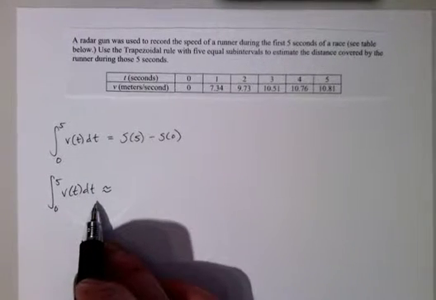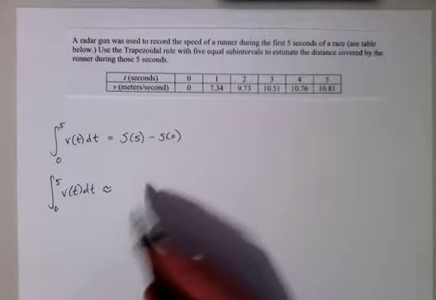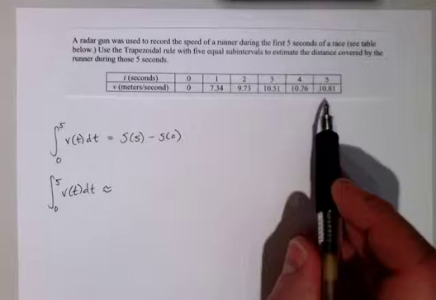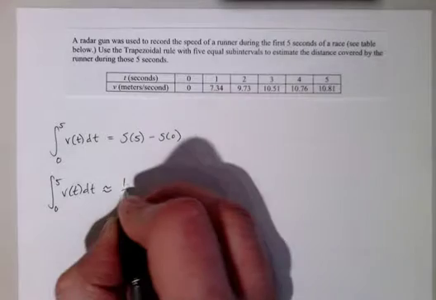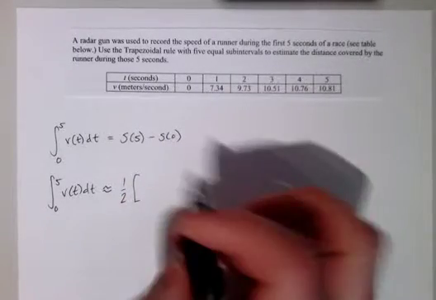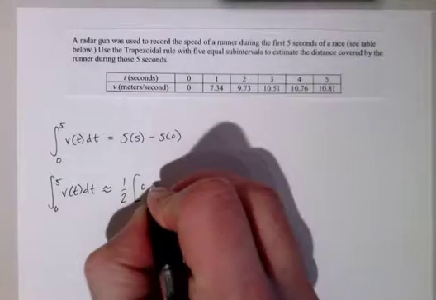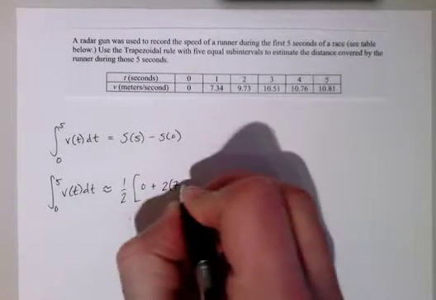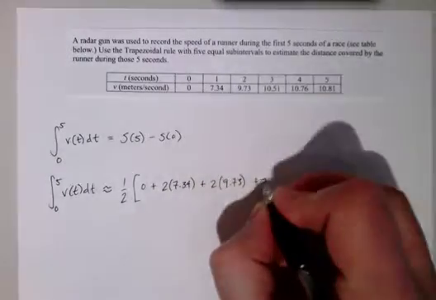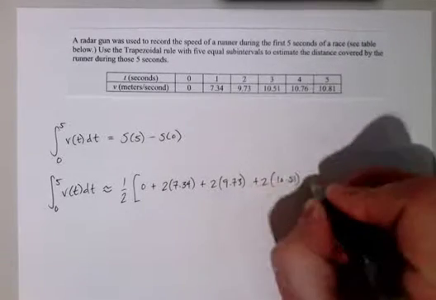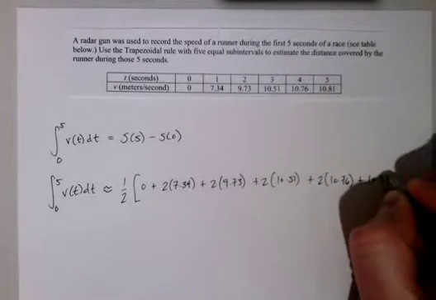Now, what is my delta x? Well, my delta x is 1. Each one of these intervals is a second, right? 0 to 1, 1 to 2, 2 to 3, 3 to 4, 4 to 5. Delta x over 2 is 1/2. And then I'm just going to use the outputs with respect to my formula for trapezoidal rule. 0 plus 2 times 7.34 plus 2 times 9.73 plus 2 times 10.51 plus 2 times 10.76 plus 10.81.